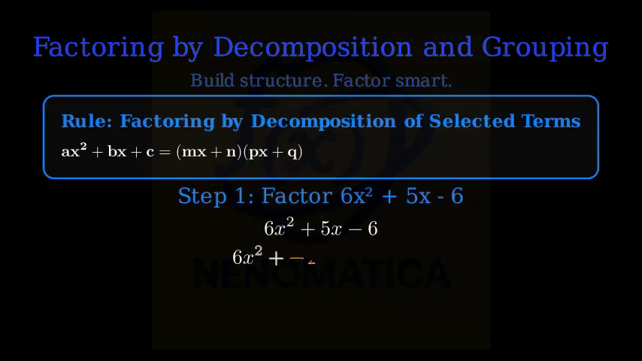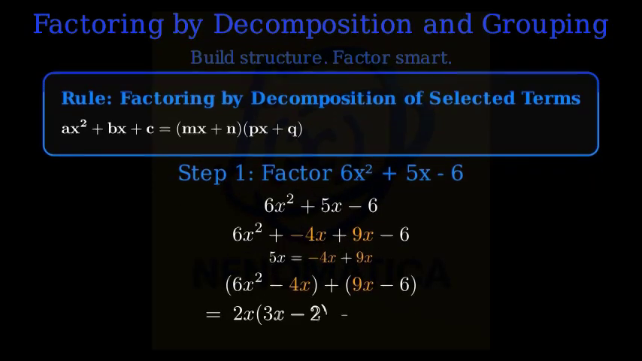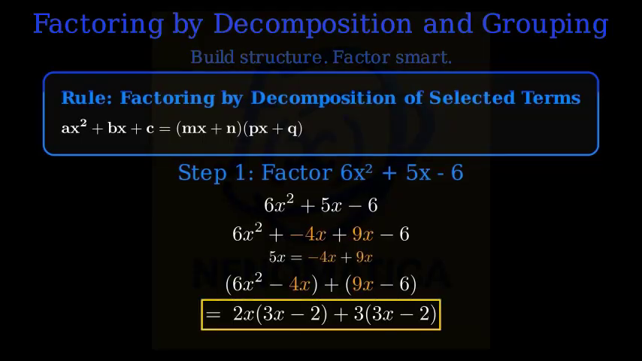Start with the expression. We will split the middle term 5x as negative 4x plus 9x. This is the key decomposition that preserves the sum, but reveals a common factor. Now group the terms in pairs and factor each group. From the first pair, factor 2x. From the second pair, factor 3.